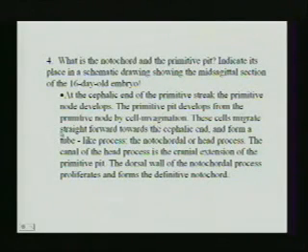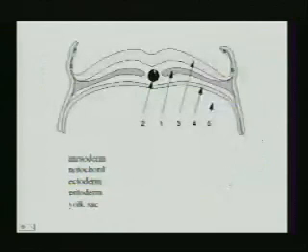So these cells migrate straight forward towards the cephalic end and form a tube-like process, the notochordal or head process. And the canal of the head process is the cranial extension of the primitive pit, and the dorsal wall of the notochordal process proliferates and forms the definitive notochord. So it's a slight variation of my statement of a solid core of cells. It actually is a rim of cells with a canal down through the center.